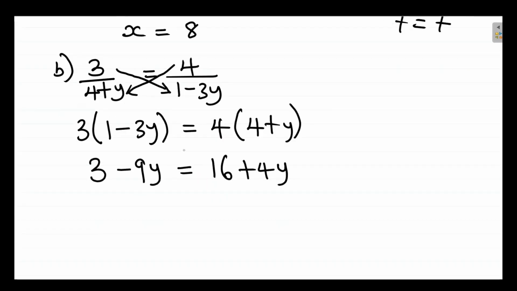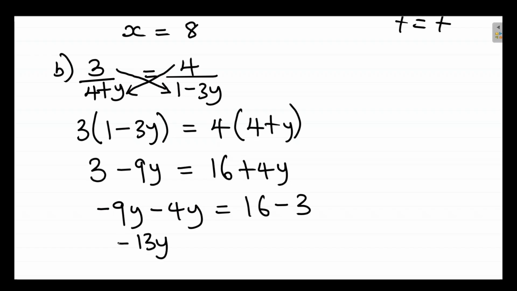Now we can collect like terms. We have that minus 9y. Now when 4y crosses over the equality sign, it becomes minus 4y equal to 16 minus 3. Minus 9y minus 4y is equal to minus 13y equal to 16 minus 3, which is equal to 13.